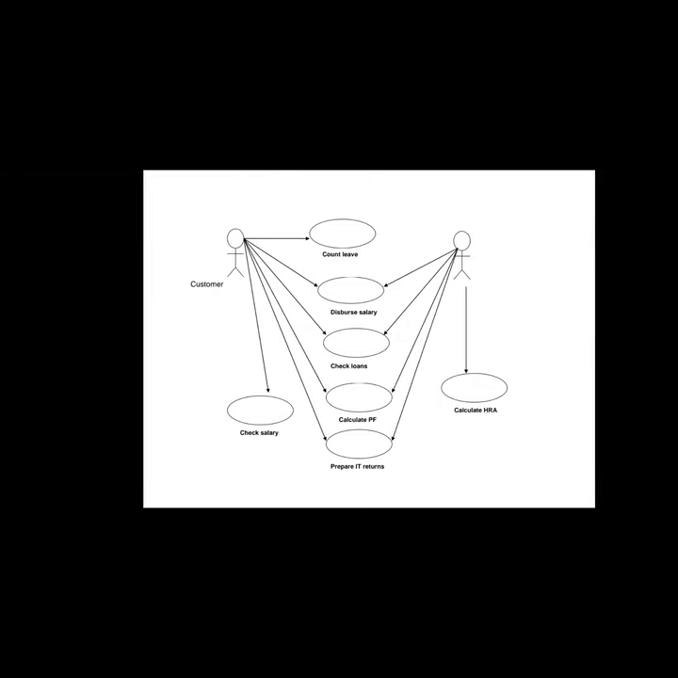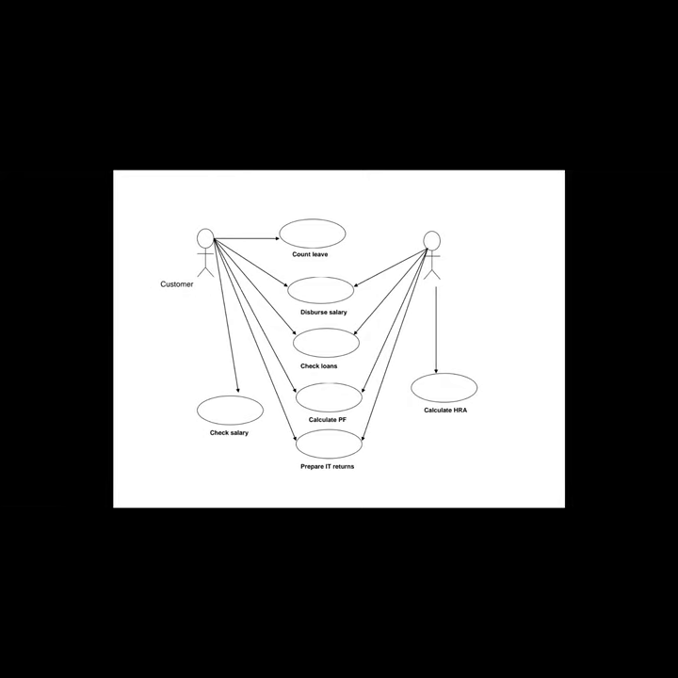So here they have given you the corresponding use case diagram. Here also we have two stick figures. One is the customer, another one is the accountant. So for a particular customer, what are the things he can access? He can take leave and he can count the number of leaves and how much salary he got, the disbursed salary, and check loans. He can check whether he is having any loans or not. He can calculate the PF also. He can prepare the income tax returns and he can check the salary also.